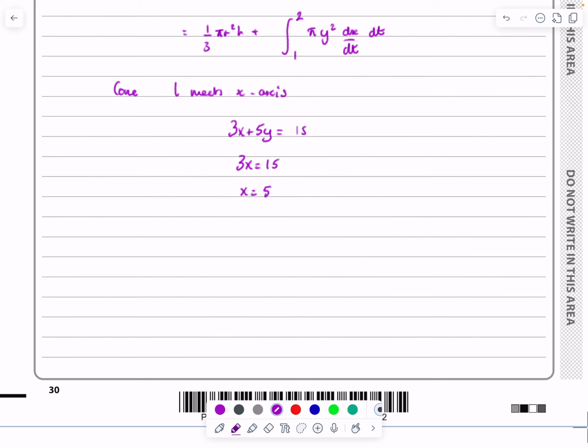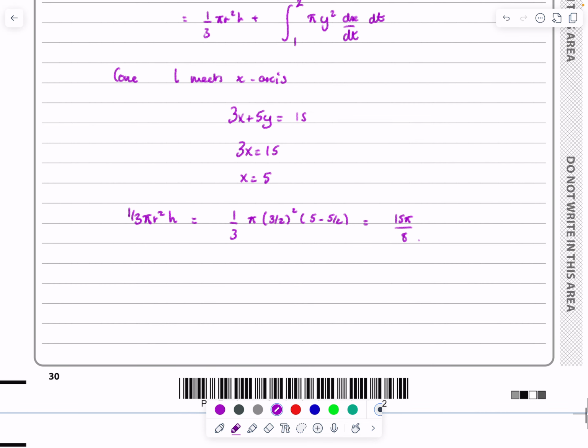So a third pi r squared h now is equal to a third pi 3/2 squared, lots of 5 minus 5/2. As I've done this question before, it works out to be 15 pi over 8. So I'm going to need to add that on now to my revolution. So volume of revolution now, because it still takes quite a bit of time. Long video this one's going to be. Volume of revolution. Okay, that was the cone.